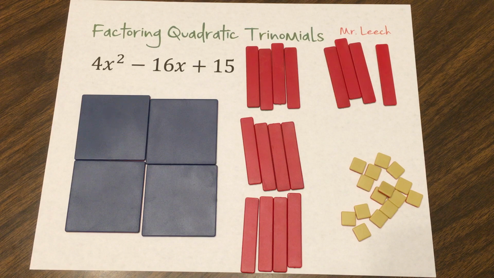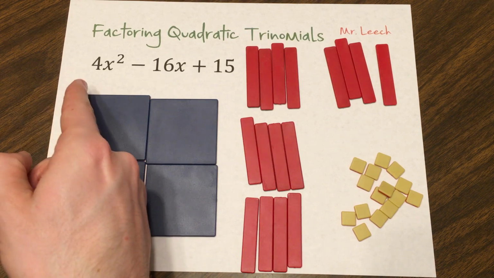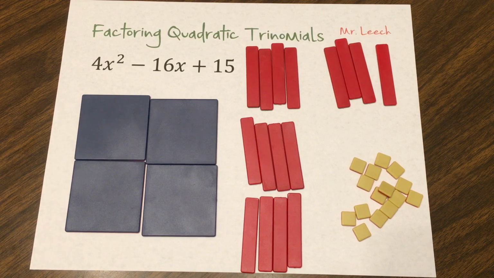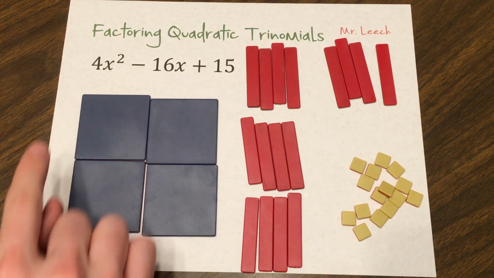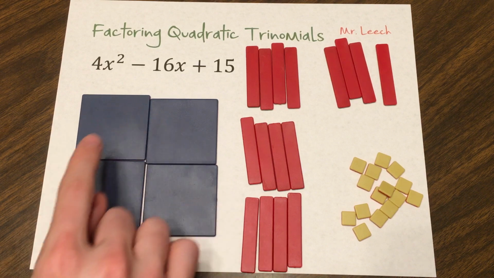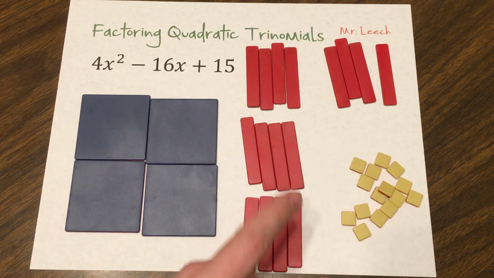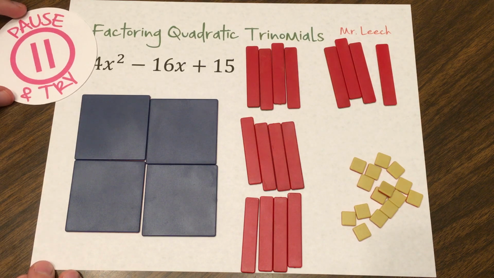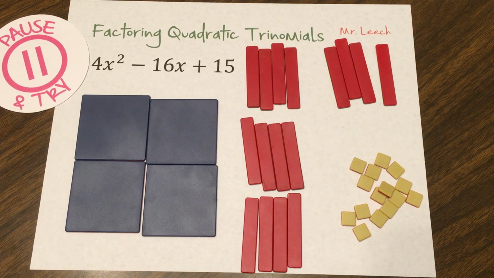I'm going to want you to try this on your own. We have 4x squared minus 16x plus 15. One thing to keep in mind is to think of how many different ways you could arrange the 4x squared into a rectangle. Think how many different ways you could arrange 15 into a rectangle, because that's going to come into play as to how many different possible combinations you can come up with while you're building your algebra tiles. So take a second and see what you can get while playing around.